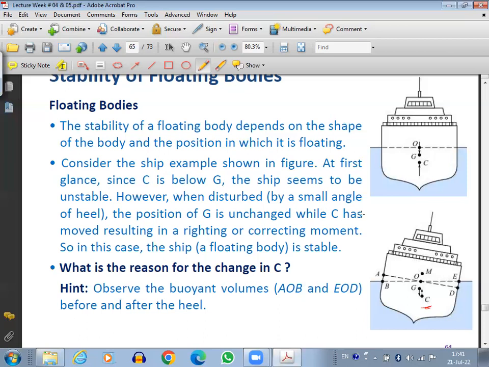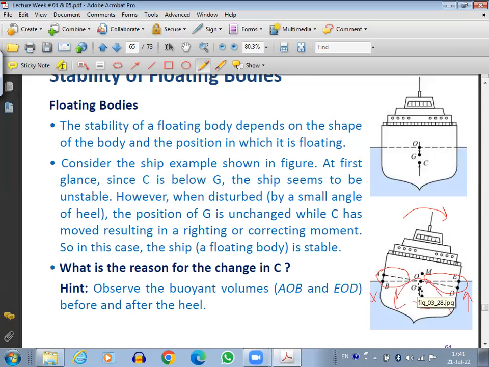So you see here, if I tilt this ship like this, this volume has come out of the water and this volume has entered into the water. Now this side volume is a little less and this side volume is a little higher. So the center of buoyancy is going to shift toward this side, and this shifting of the center of buoyancy is going to produce the righting moment. If I produce the moment in this direction, the righting moment is in the opposite direction.